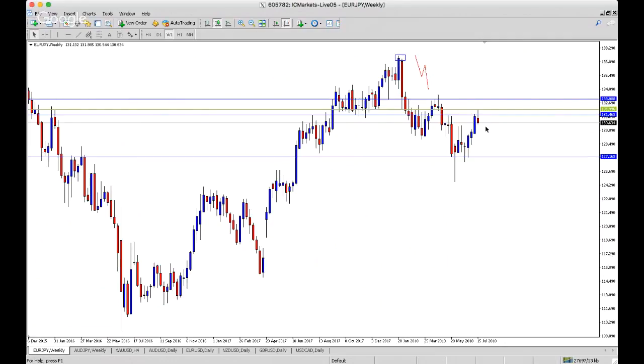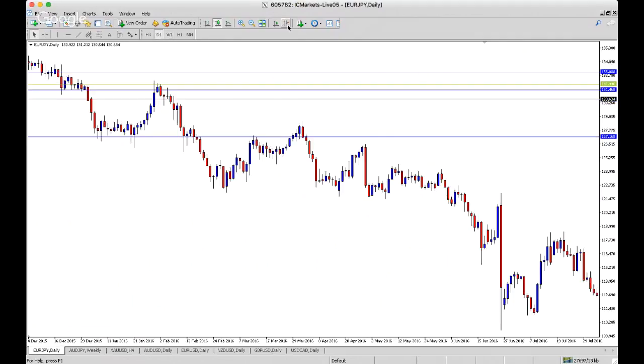And for the weekly, we have a false break of the previous week. It started on top, made a false break, and then sellers pushed down. So it tells me that the sellers are in the market.